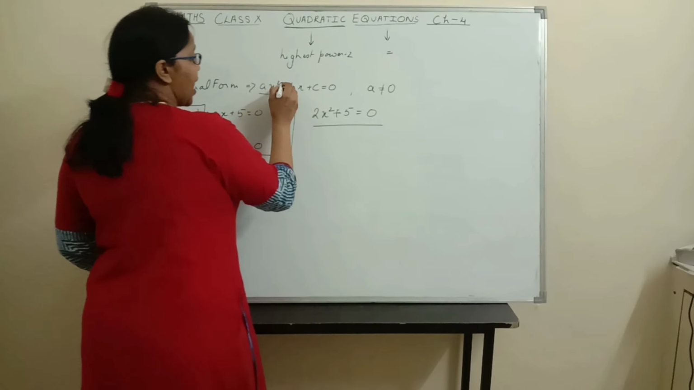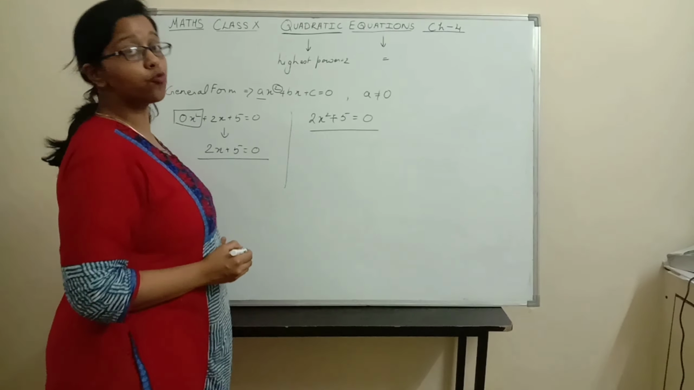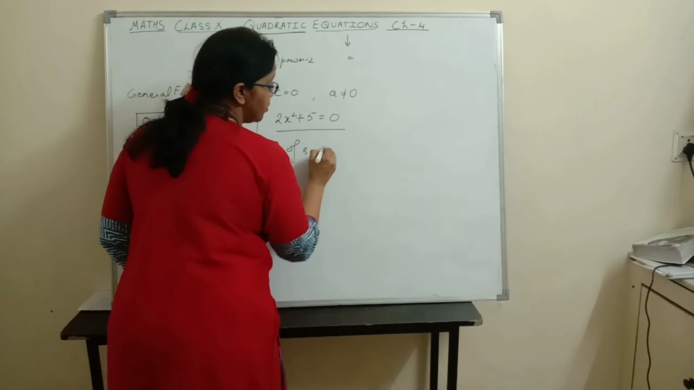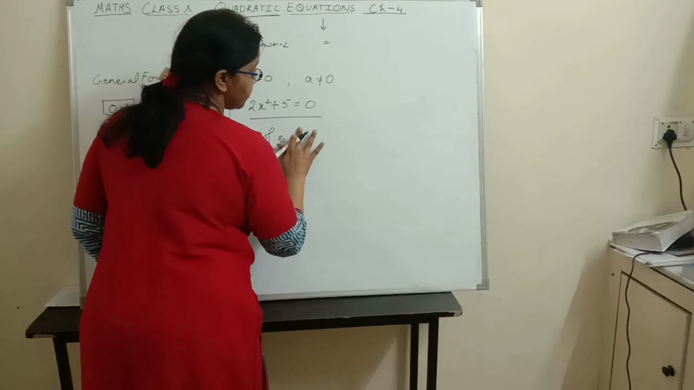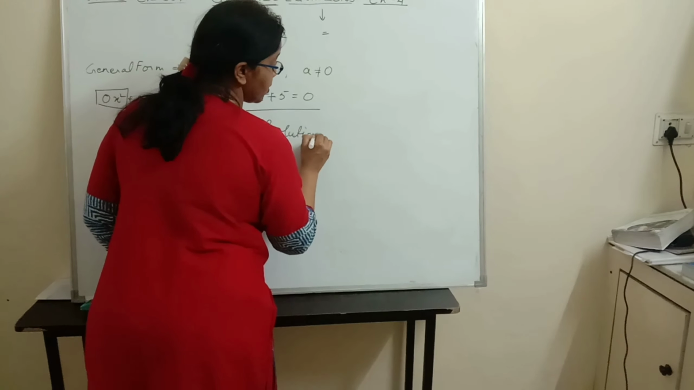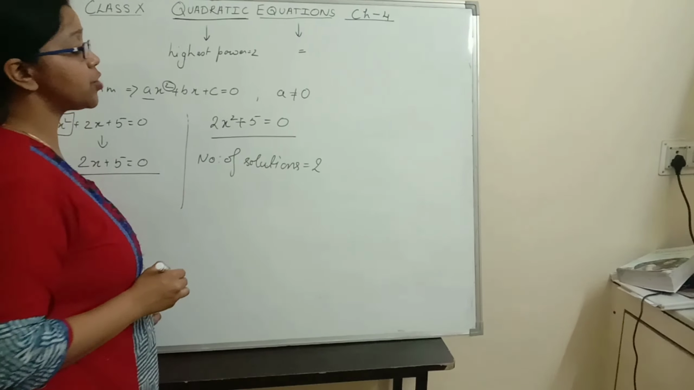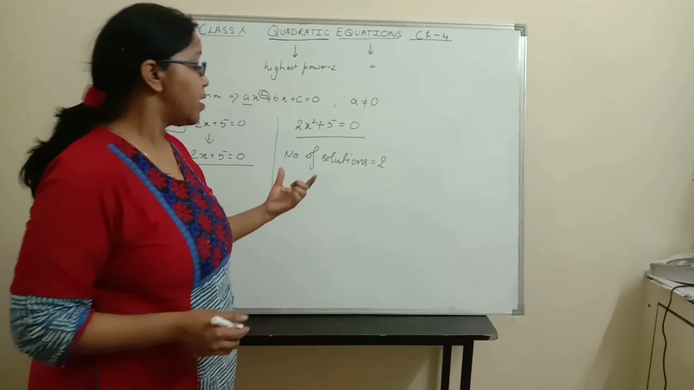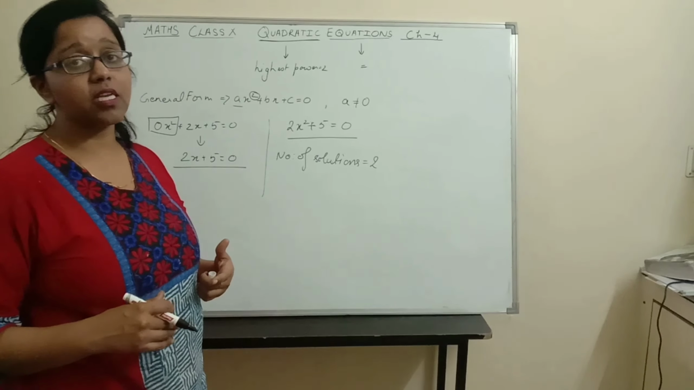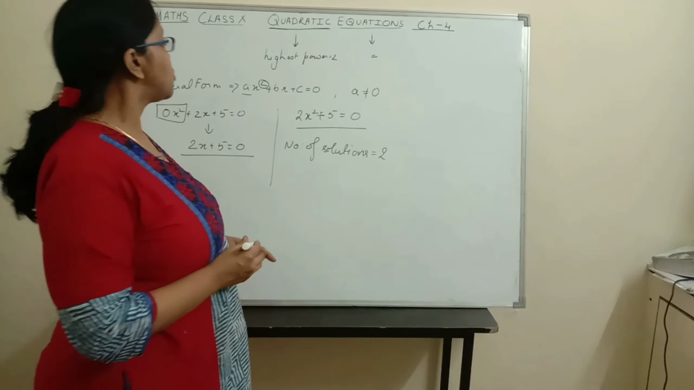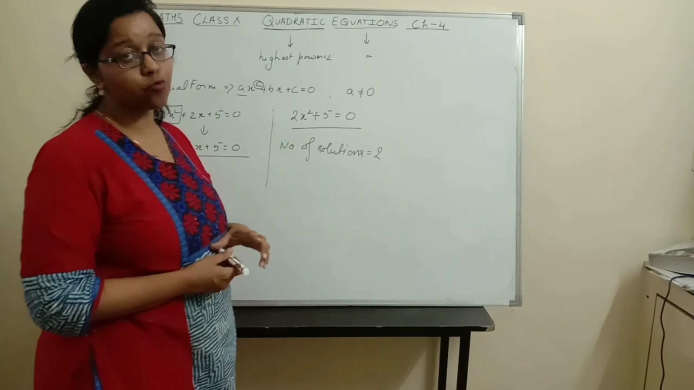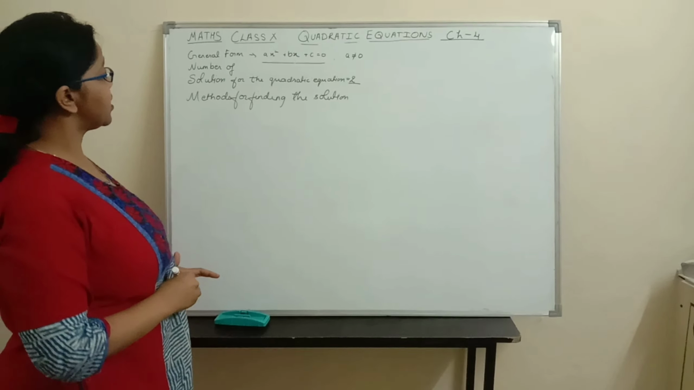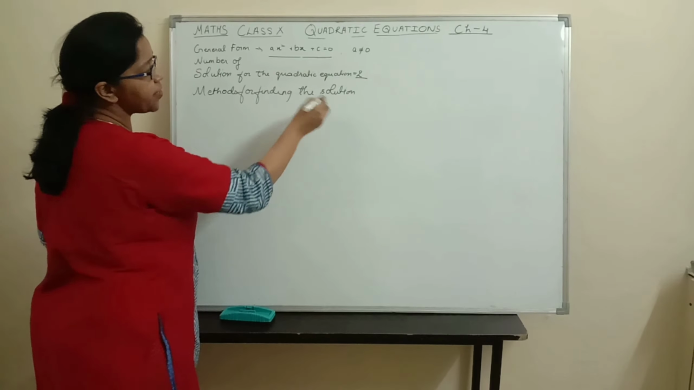Now, the highest power of this equation is 2. It shows that the total number of solutions will be 2. Or I can also say that the number of zeros will be 2, or the number of roots will be 2. All these three statements mean the same thing. Now we will see what the methods for finding the solution are.